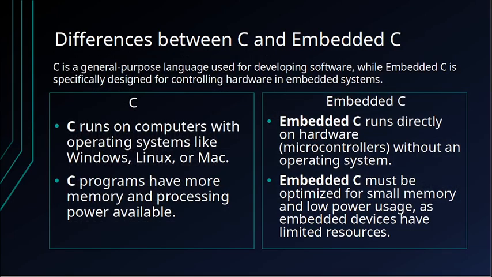So now we will see the differences between the C programming language and embedded C. C is a general purpose language used for developing software, while embedded C is specifically designed for controlling hardware in embedded system. C runs on computers with operating systems like Windows, Mac or Linux. Whereas embedded C runs directly on hardware, which is microcontrollers of the embedded system, without an operating system. To run the embedded system, we don't need any specific operating system. These are performed or run in the microcontrollers itself. C programs have more memory and processing power available, whereas embedded C must be optimized for small memory and low power usage, as embedded devices have limited resources.